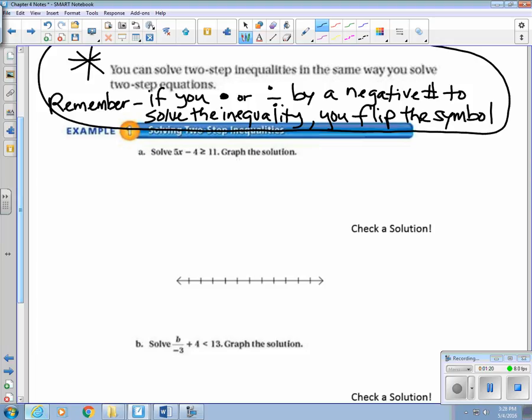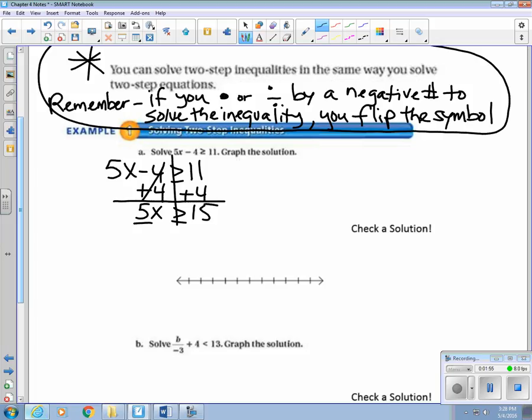The first example, solving two-step inequalities. Solve 5x minus 4 is greater than or equal to 11 and graph the solution. So I get 5x minus 4 greater than or equal to 11. All right, I'm going to solve this just like an equation. I have 5x minus 4, so I have to get rid of the 5 and the minus 4. I'm going to get rid of the minus 4 first. It's less connected with the variable, so I'm going to get rid of that first. The 4's cancel out. I have 5x left on this side. Inequality symbol I bring down. 11 plus 4 is 15.